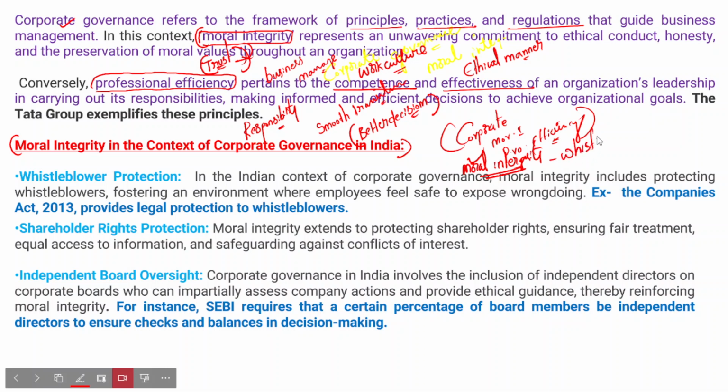I hope every one of you knows who whistleblowers are. Whistleblowers are generally individuals who are part of the organization, and if they find out any unethical practice within the company, they immediately report such unethical practices, because it is against the organizational values. It is also against the moral integrity of the organization. Therefore, the moral integrity of a corporate company also involves protection of whistleblowers.